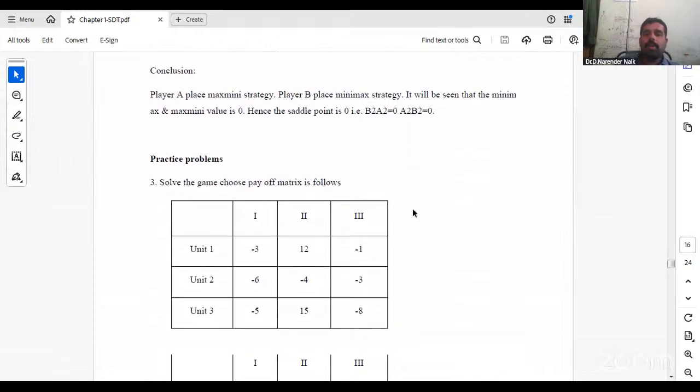So these are some practice problems which will help you. If you practice, then you are going to get the complete idea about the problem. Solve the game whose payoff matrix is as follows: minus 3, minus 6, minus 5, and then 12, minus 4, 15, minus 1, minus 3, then minus 8 here.